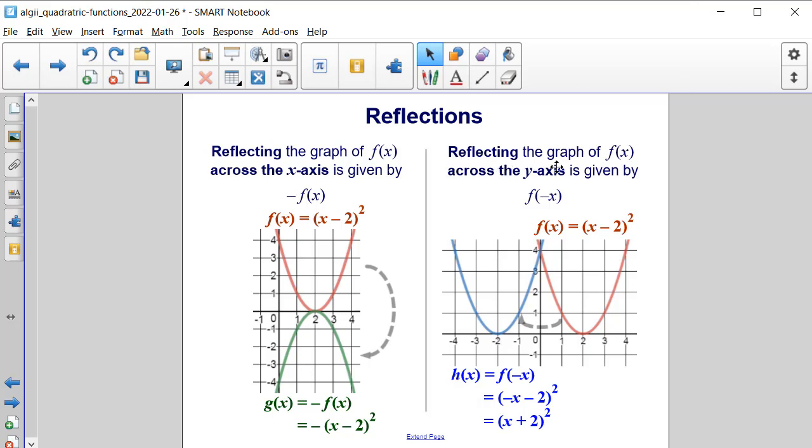And then if we're reflecting across the y-axis, it is given by f of negative x. So again, if f of x is equal to the quantity x minus 2 squared, and we reflect it over the y-axis, we put a negative only in front of the x. So it's negative x minus 2, and that in parentheses squared, which is equal to x plus 2 quantity squared.